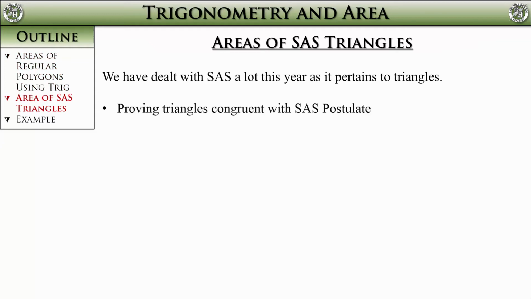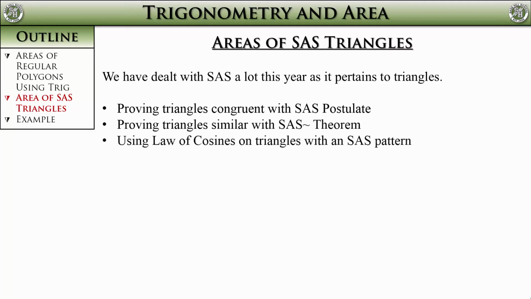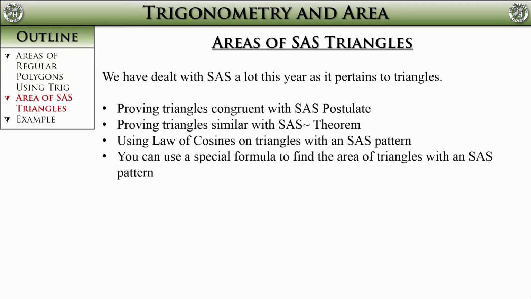We used it to prove triangles congruent. We used it to prove triangles similar. We can use the law of cosines on a triangle with an SAS pattern. And then in this section we can use a special formula to find the area of a triangle with an SAS pattern. So many different ways SAS has come up this year.